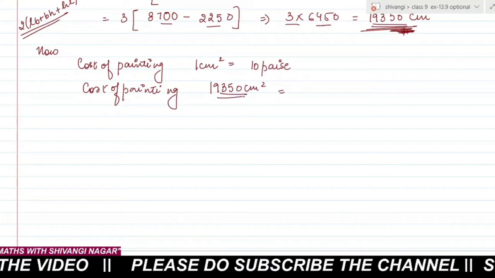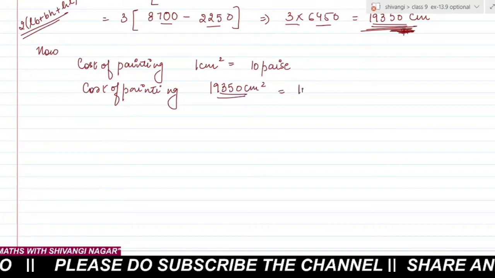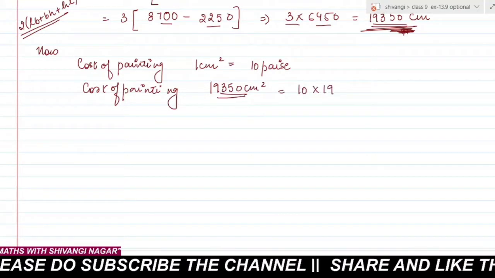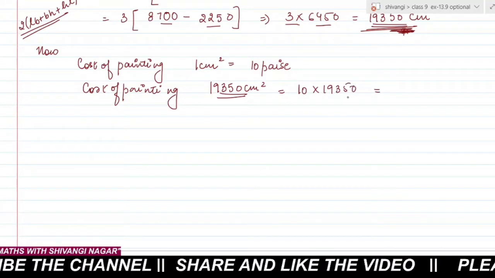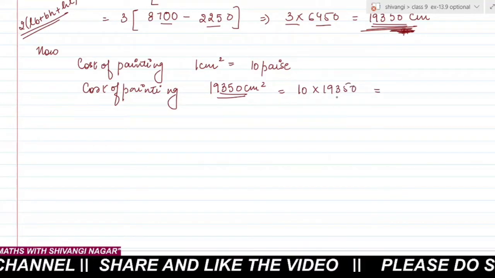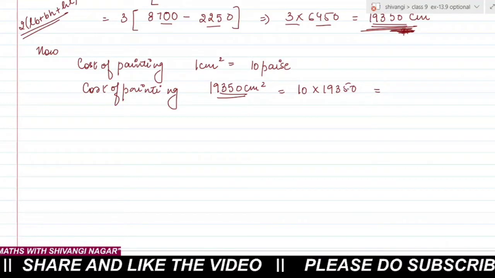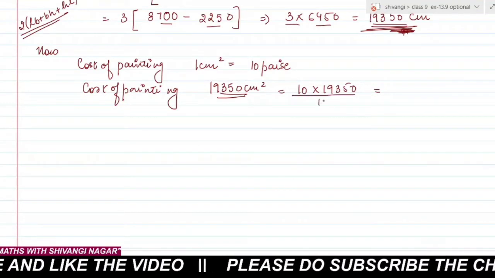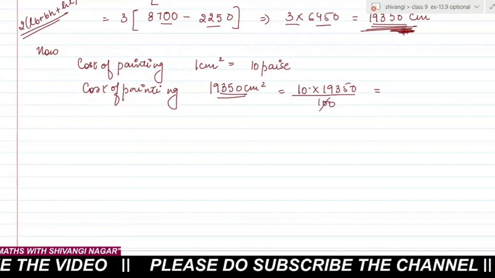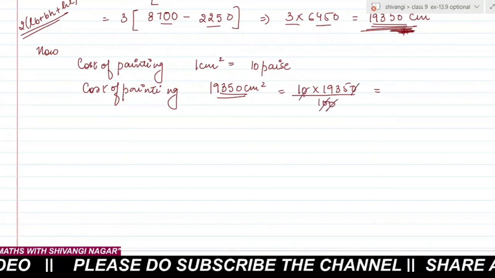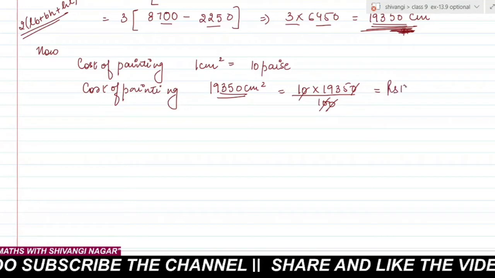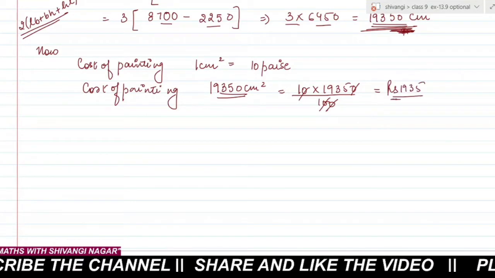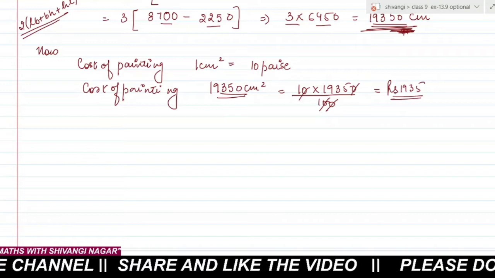Just multiply this total area with the per centimeter square cost. So 10 into 19350, but when you multiply this you will get the answer in paisa, and we have to find the answer in rupees. So what I am doing, I am dividing this by 100. So this 0 cancels this 0, this 0 cancels this 0. So what are we left with? 1 into 1935. So rupees 1935 is the total cost that we have to bear for the painting part.